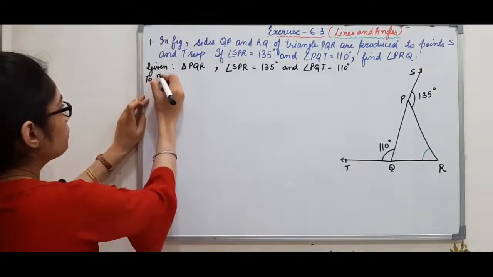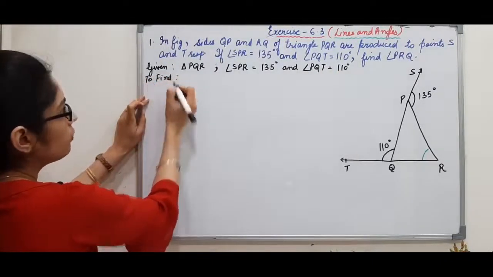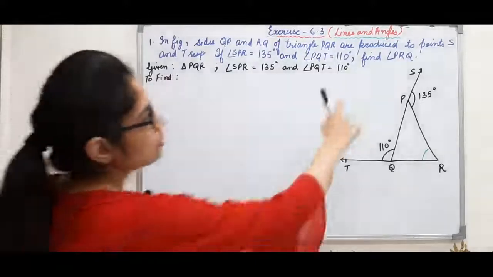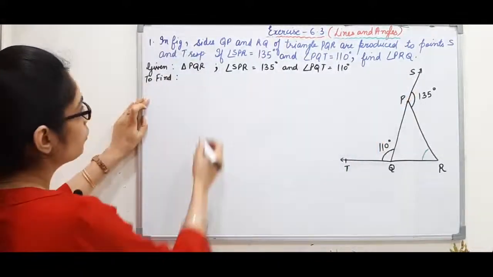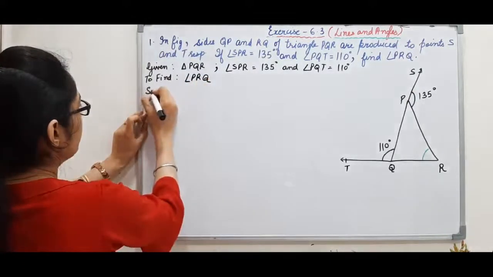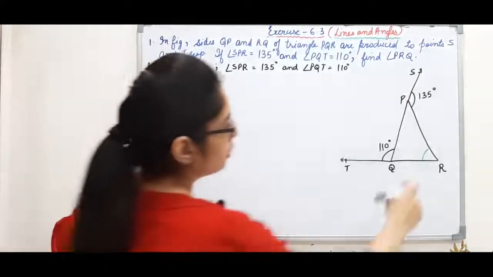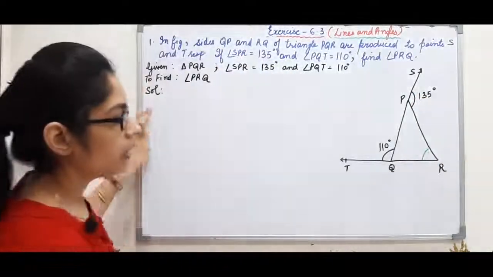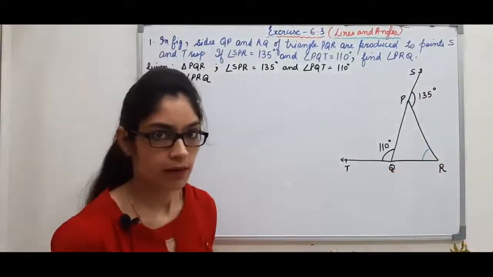So what we have to find, we have to write that thing. We have to find angle PRQ. So we can write angle PRQ. Now let's start with the solution. So PRQ, this angle which I have marked with green color, this angle we have to find.